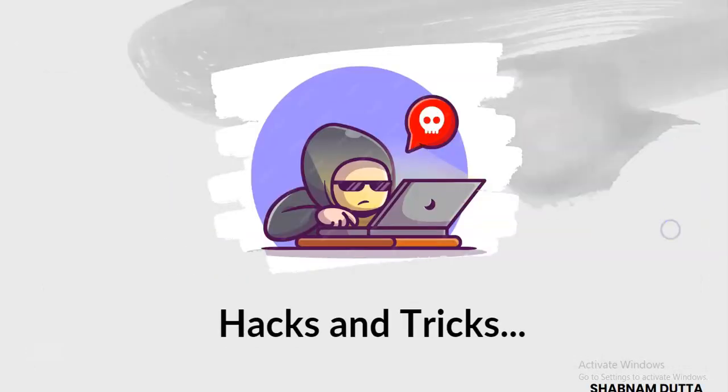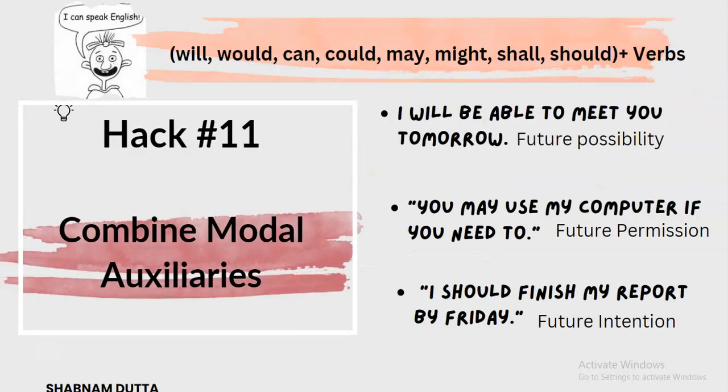Now moving on to hack number 11. Here we explore the art of combining modal auxiliaries with other verbs to express various meanings. This adds nuances to your language. For instance, I will be able to meet you tomorrow. This shows future possibility. You may use my computer if you need to. This is for future permission. And I should finish my report by Friday. This is future intention.